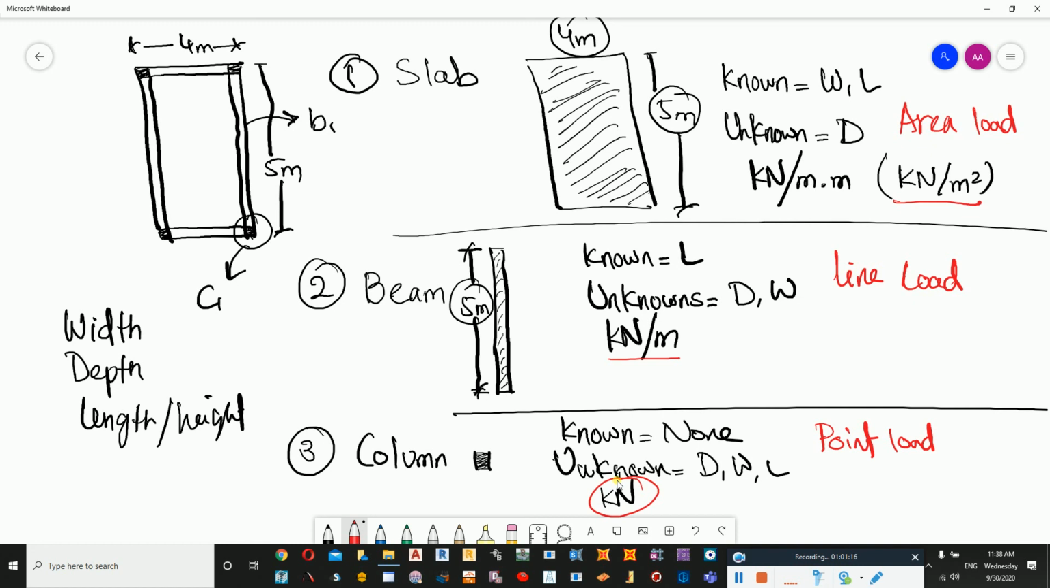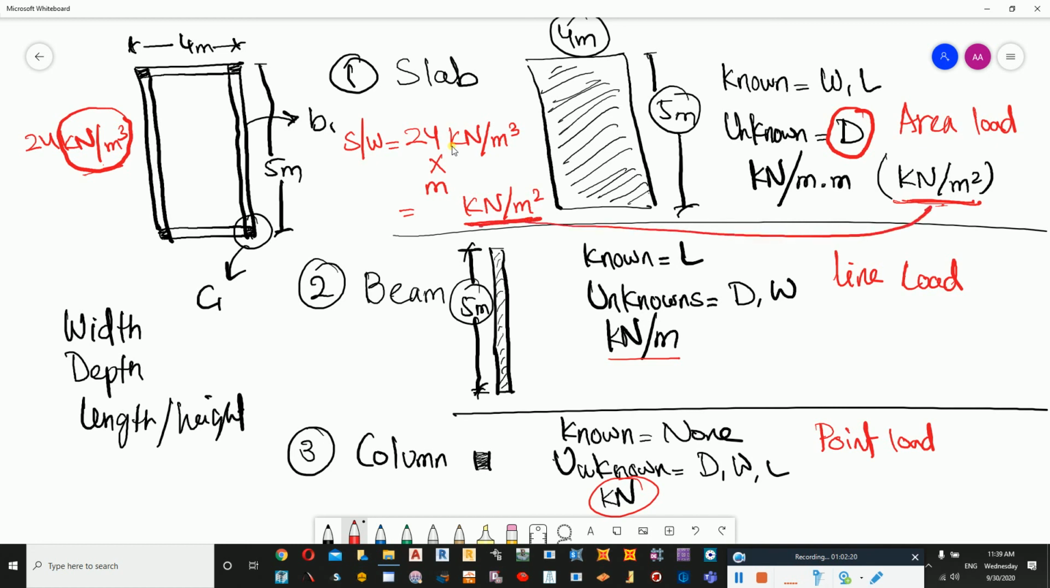The last thing to be highlighted is how to calculate the self weight. Now we know the unit weight of concrete is 24 kN per meter cube. For me, this 24 kN per meter cube should be of the same unit as the element. So the final unit of loading for the slab should be in kN per meter square. To convert from kilonewton per meter cube to kilonewton per meter square, I need to multiply by only one dimension, which is represented by the unknown. So the self weight calculation is 24 kilonewton per meter cube multiplied by one dimension, the unknown, which will give you kilonewton per meter square, the same unit as what we have done here.